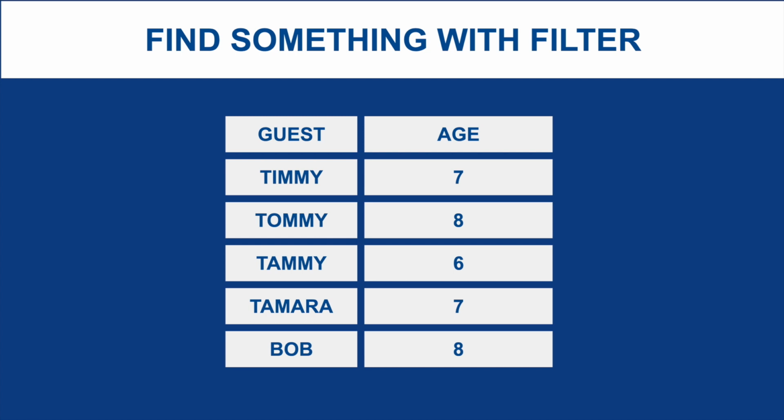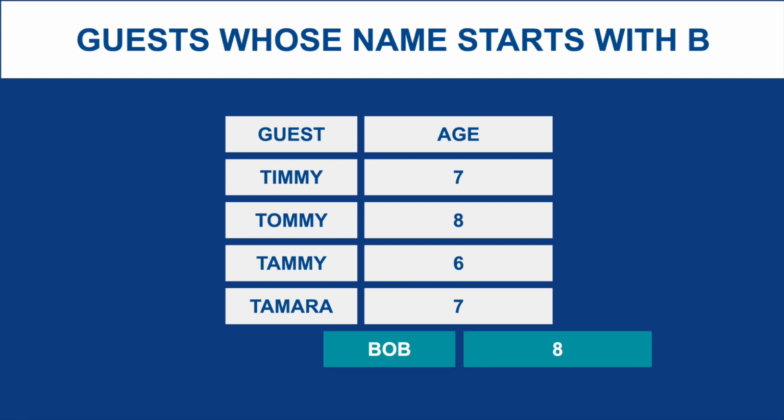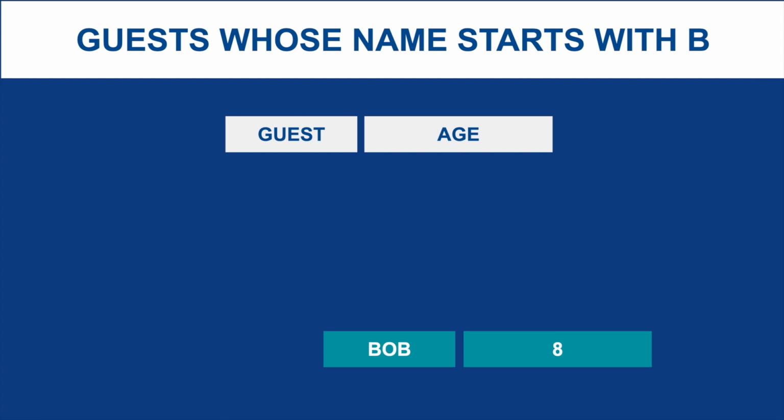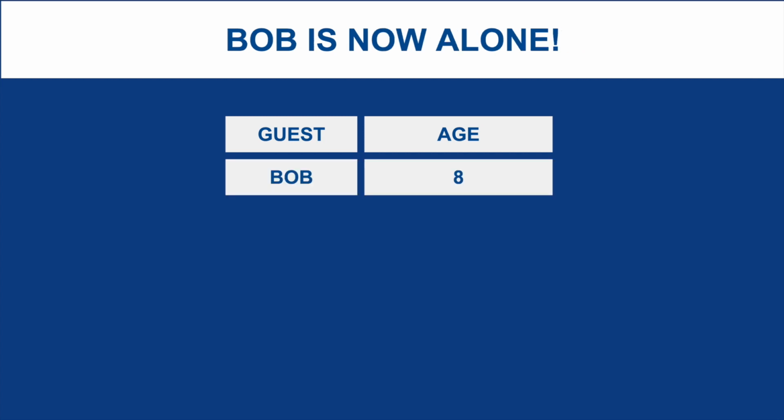When I highlight something with the teal-ish color, then you know that we are actively doing something with it. So what we're going to do is we're going to look for the guests whose name starts with a B. As you can see, Timmy, Tommy, Tammy, and Tamara, all of their names start with a T. So going through all of those guys, we reach the bottom and then we hit Bob. Bob's name starts with a B. So we move him out right there. That's what the teal color is for. And that's why I moved him to the side. And then what we get back is a new list, like I said earlier, with just Bob in it.